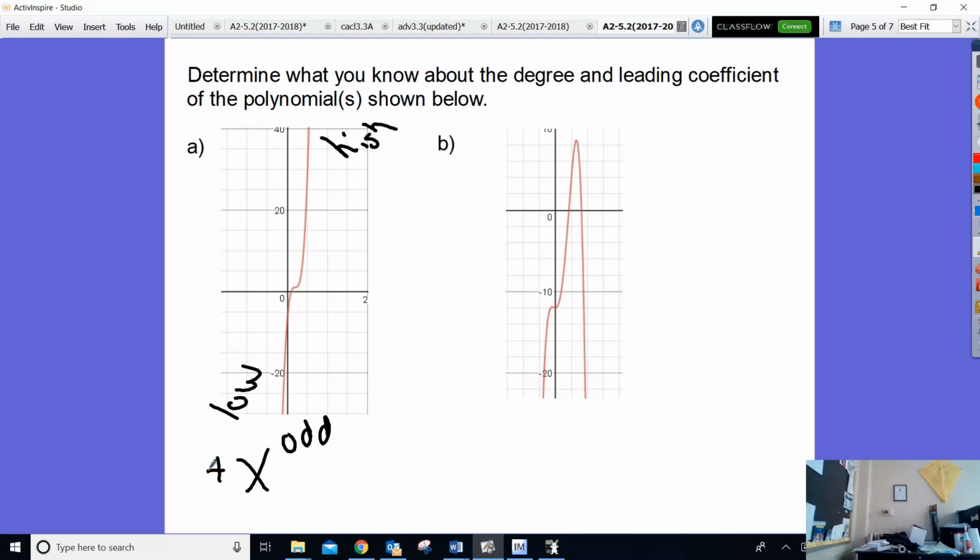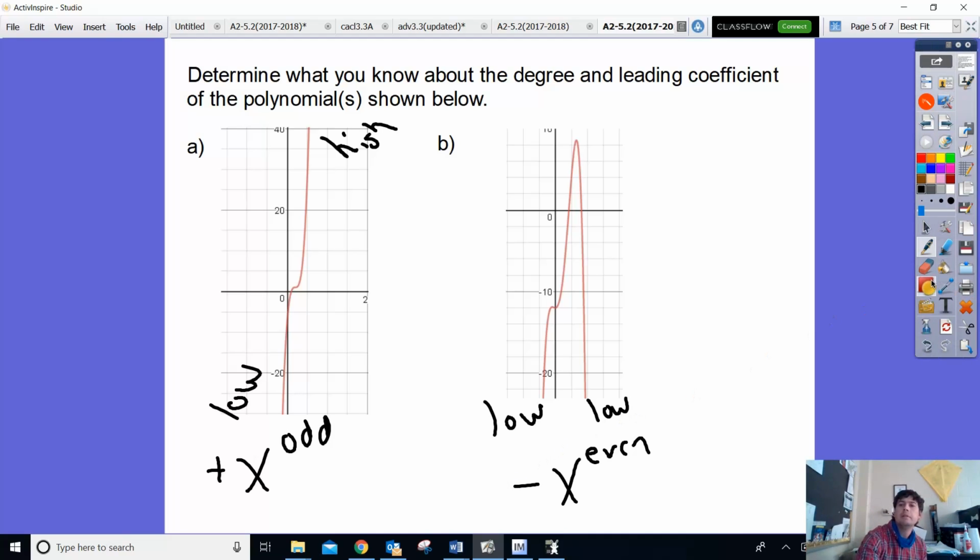Example B. How does it start its day? How's it end its day? What starts and ends low? Even. Anything else about that even? It's negative. First one is a graph of probably x cubed. The second one's probably x to the fourth. Some variation of it. Notice the text here, what it says.